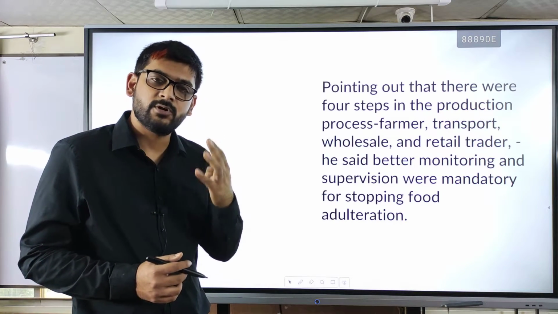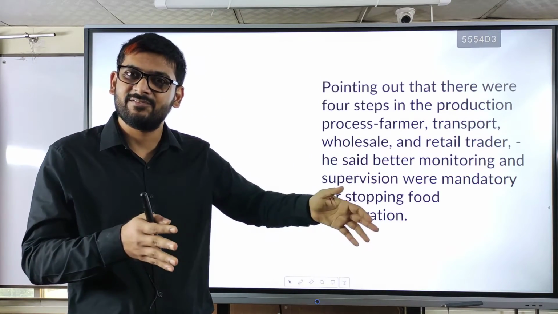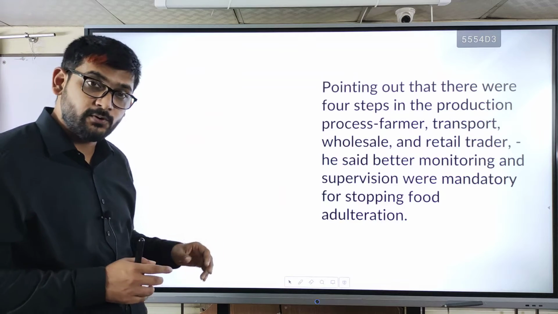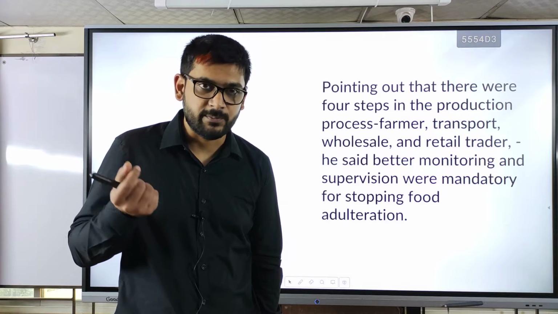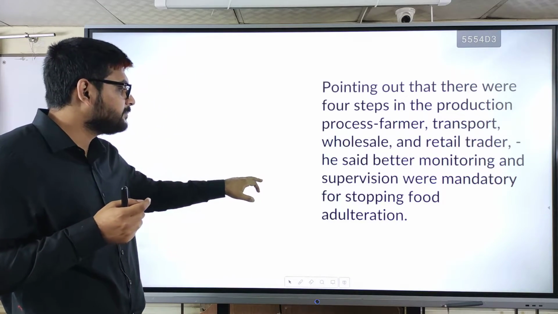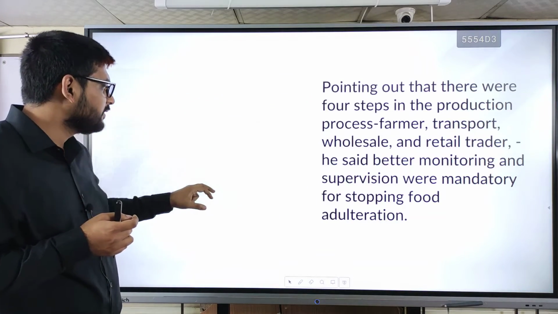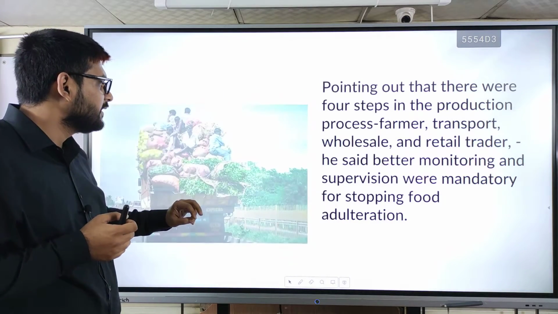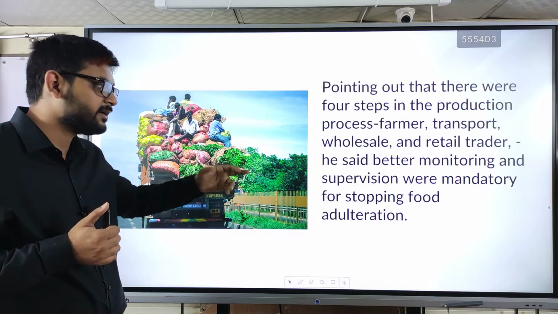there are 4 steps in the production process. From the field to your plate, there are 4 steps to produce that thing. And what are the steps? Suppose we are eating potato chips. How are potato chips made? Let's see. First, a farmer cultivates in a field, then the farmers collect those items from the field. These items are transported to different areas of the country or even outside of the country.